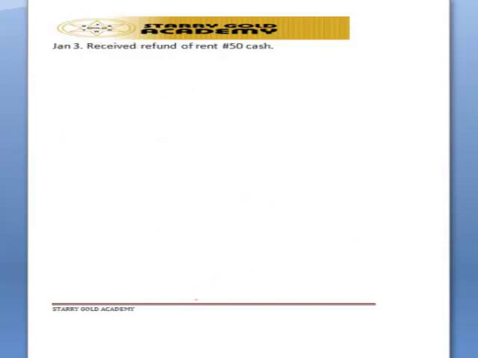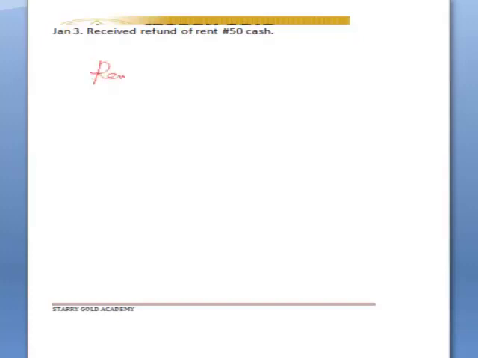Receive refund of rent, 50 naira cash. Rent was paid, so it means that there is an excess payment for rent, and the rent account is refunding the money. So the two accounts involved here are, one, the rent account, and secondly, the cash account.